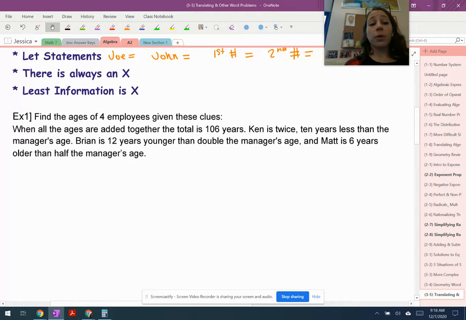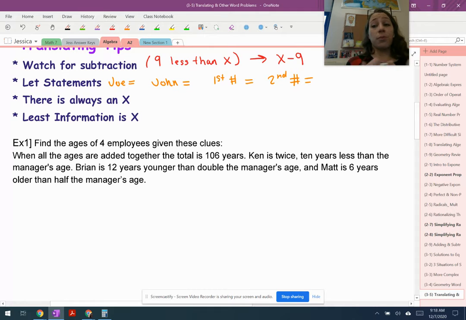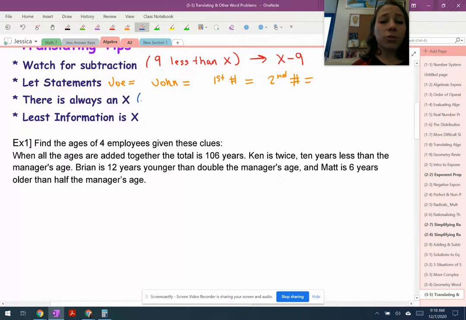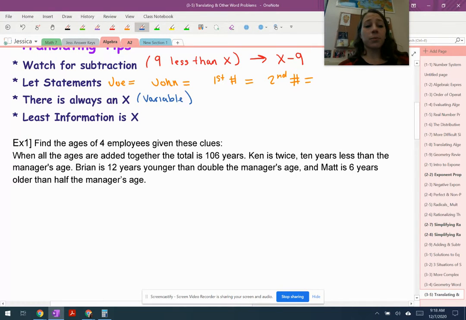There's always going to be an X, a single X for an expression, because this is algebra and algebra is all about the variable. So you're always going to have a variable. When I say X, I mean generically just a variable. Each expression will have a variable in it.